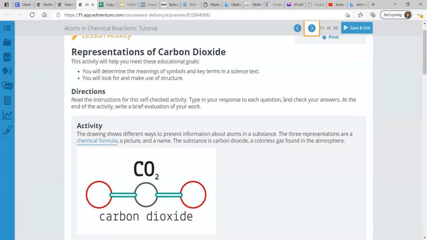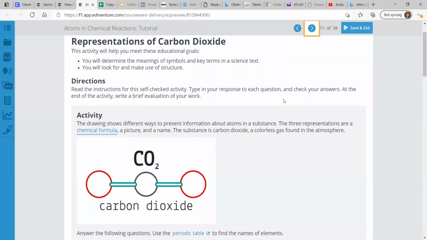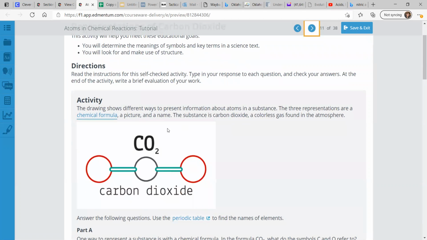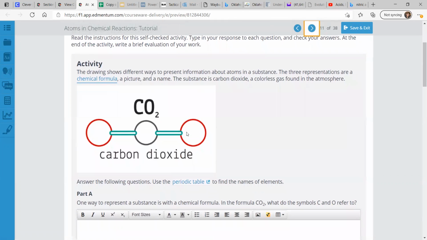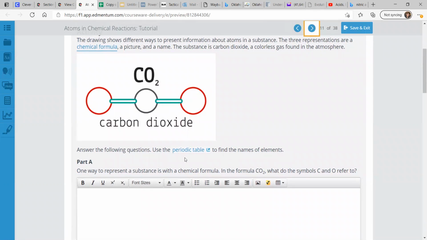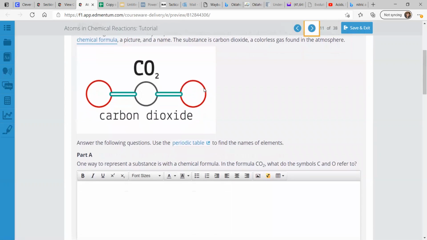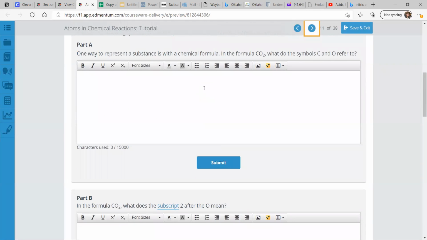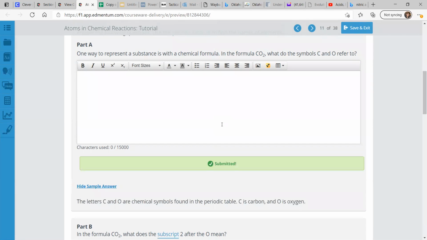So here's a lesson activity: representations of carbon dioxide, or CO2. Here is what CO2 looks like in this illustration. Answer the following questions. Use the periodic table to find the names of elements. So part A. One way to represent a substance is with a chemical formula. In the formula CO2, what do the symbols C and O refer to? Well, carbon for C, O is for oxygen.